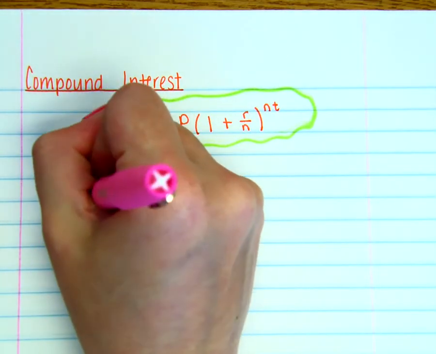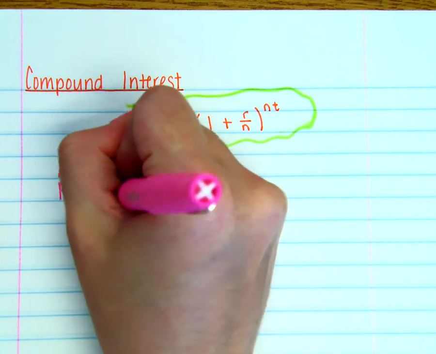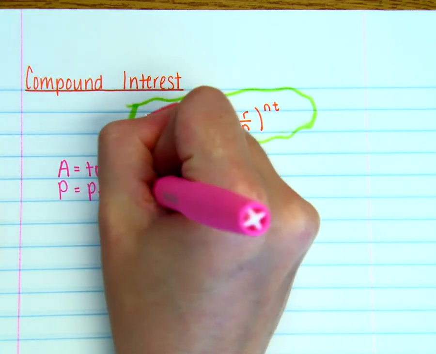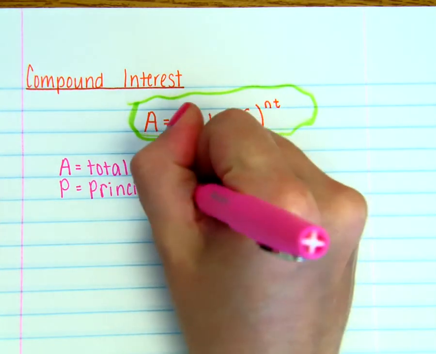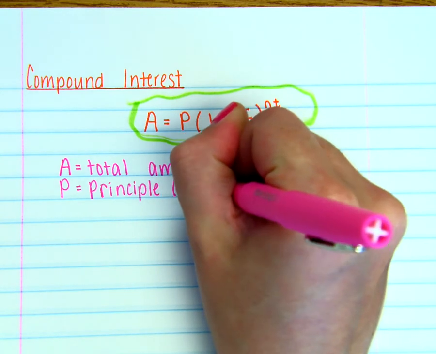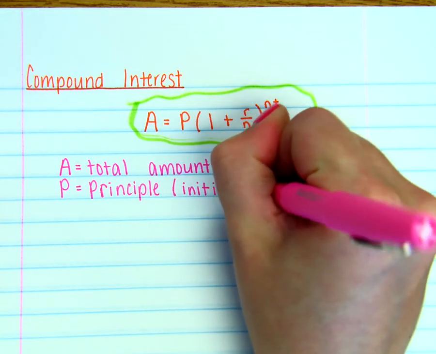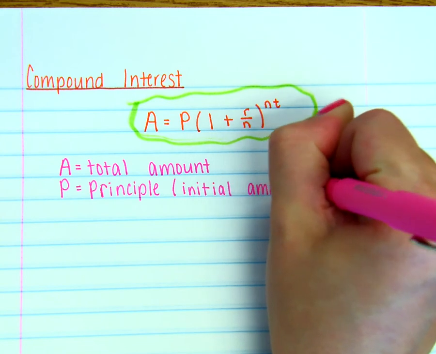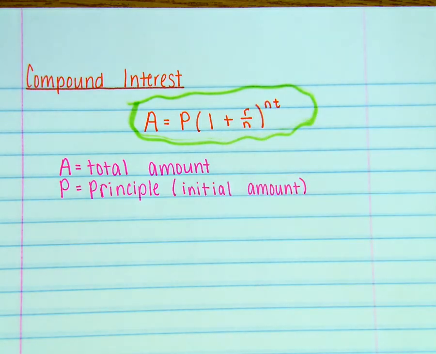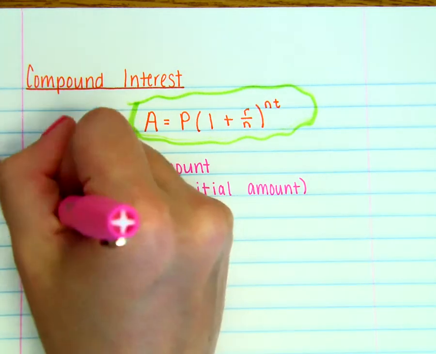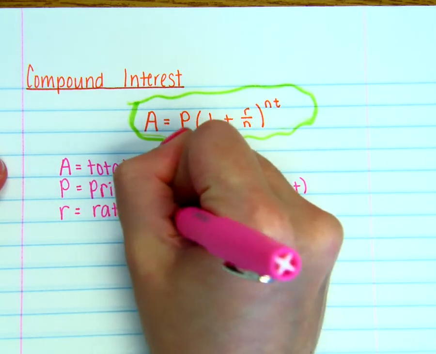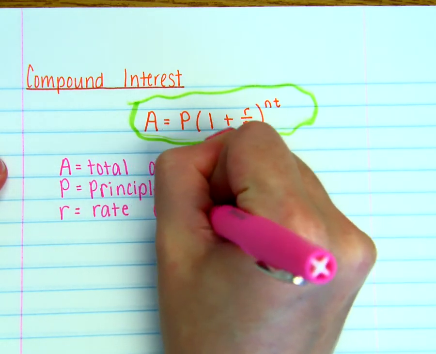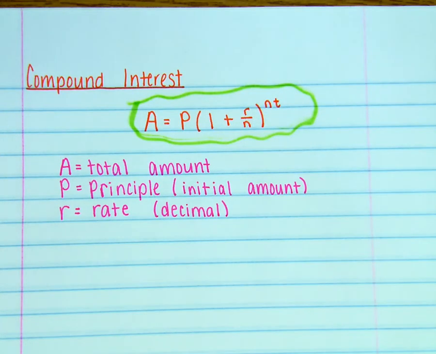The P stands for the principal. And this is not the principal like Mr. Dawsonbach. This is principal like the initial amount. So in parentheses, write initial amount. Our principal is how much we put in the account in the beginning. Then we have R. R stands for the rate. And we want to make sure that's in a decimal format, just like when we did our exponential functions.